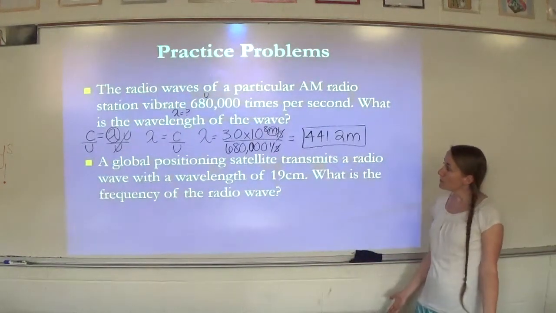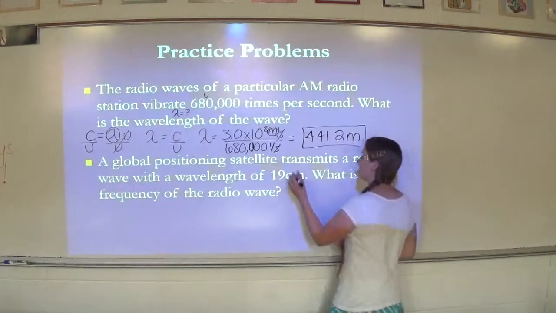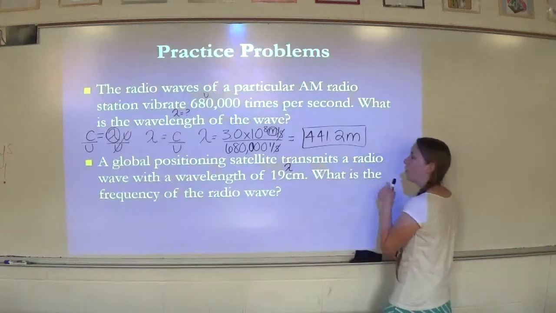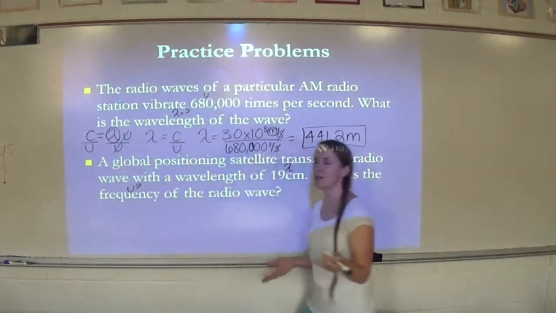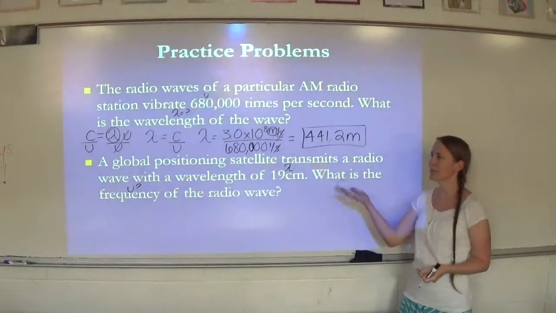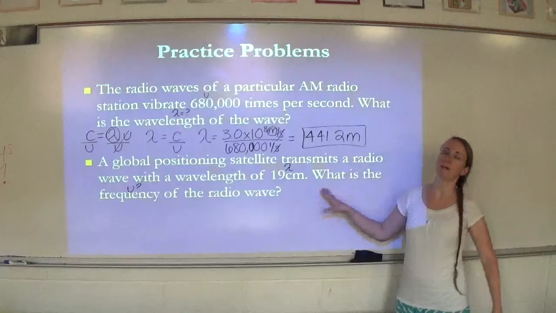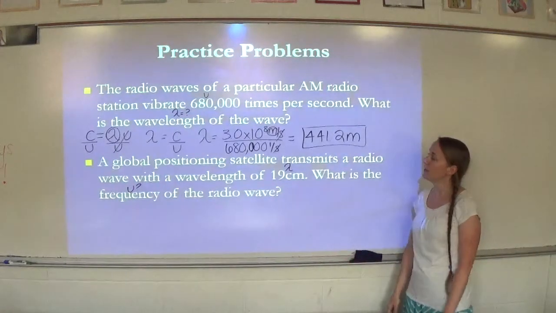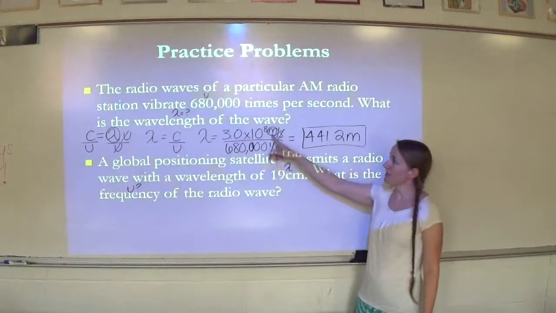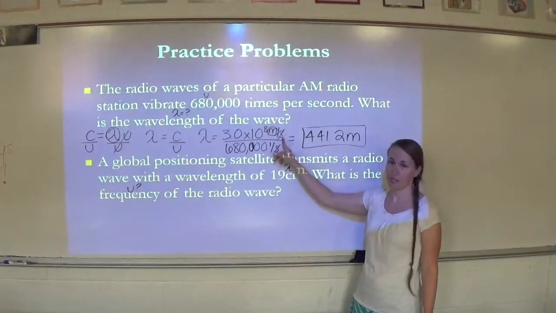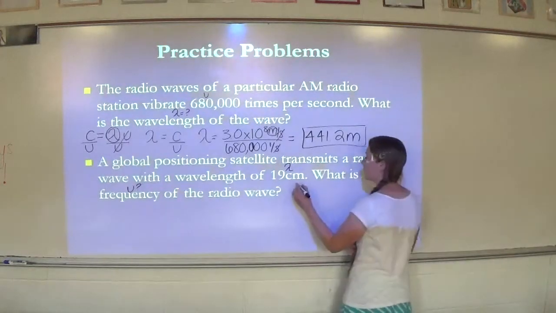So a global positioning satellite transmits a radio wave with a wavelength of 19 centimeters. So there's my wavelength. What is the frequency of the radio wave? Now you may wonder, why don't they ever have me solve for C? Well, C is a constant, so no one's going to ask you to solve for C. So just be prepared to always rearrange this formula. All right, but the problem is, what did I tell you wavelength has to be in? Well, our speed is in meters per second. So our wavelength has to be in meters. Okay, so let's look at how to convert that.